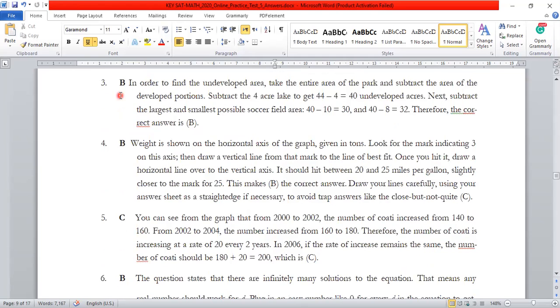Here we will have to explain. Please read this one. In order to find the underdeveloped area, take the entire area of the park and subtract the area of the developed portion, then subtract 4 acres of land to get 44 minus 4, 40 undeveloped acres. Next, subtract the largest and smallest number possible: 40 minus 10 is 30, and 40 minus 8 is 32.